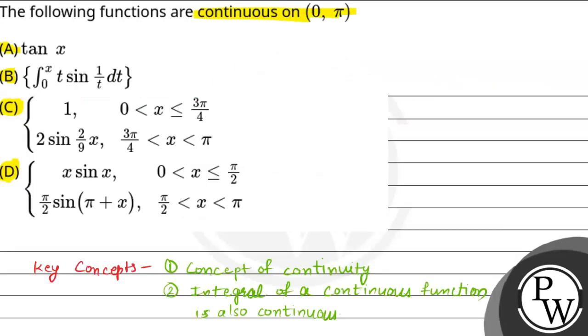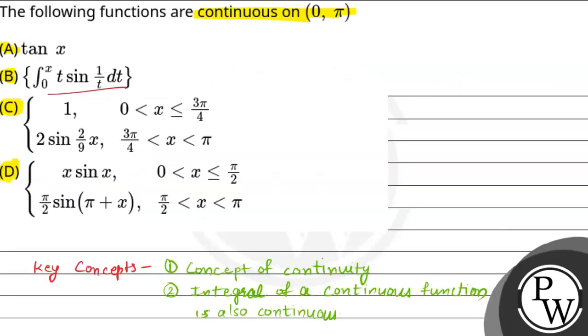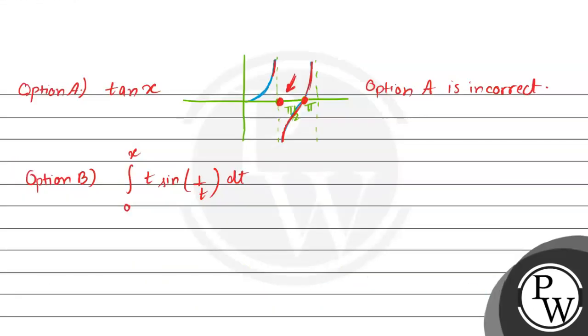Now let's see option B. Option B is integral of 0 to x t sin 1 by t dt. So option B is integral 0 to x t sin 1 by t dt, correct? So integral 0 to x t sin 1 by t into dt.